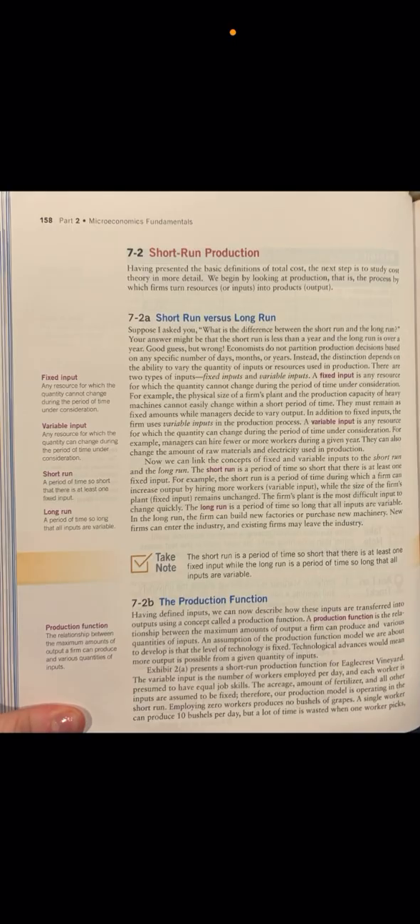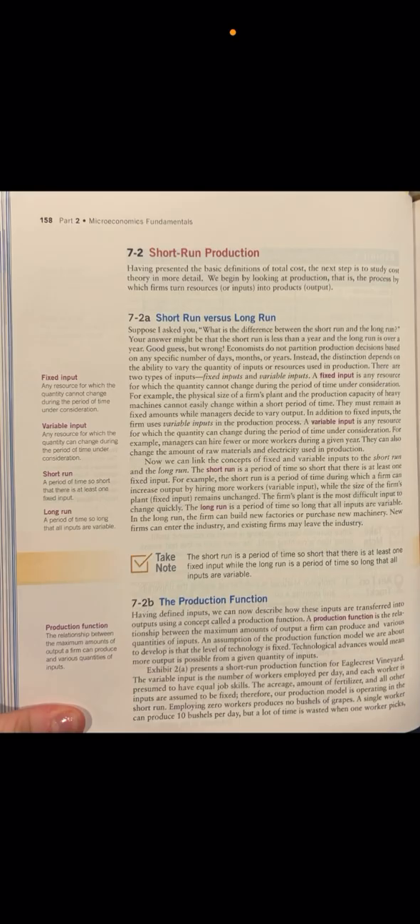There are two types of inputs, fixed inputs and variable inputs. A fixed input is a resource for which the quantity cannot change during the period of time under consideration. For example, the physical size of a firm's plant and production capability of heavy machines cannot change within the short period of time. They must remain as fixed amounts while managers decide to vary output. In addition to fixed inputs, the firm uses variable inputs in the production process. A variable input is any resource for which the quantity can change during the period of time under consideration. For example, managers can hire fewer or more workers during a given year. They can also change the amount of raw materials and electricity used in production.